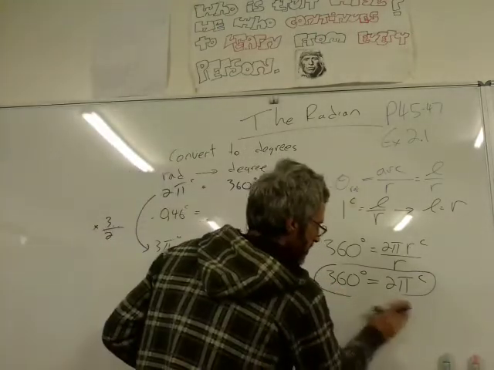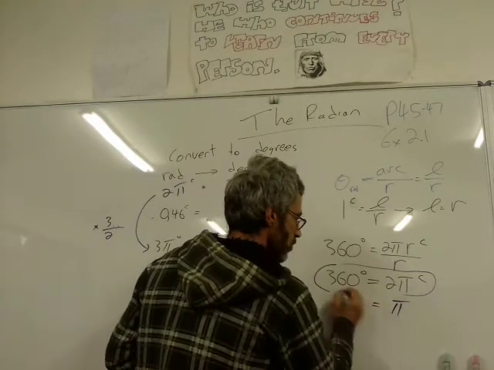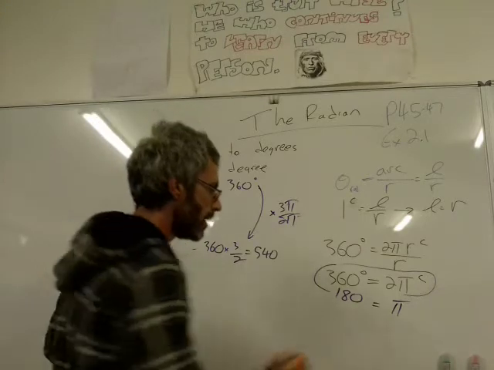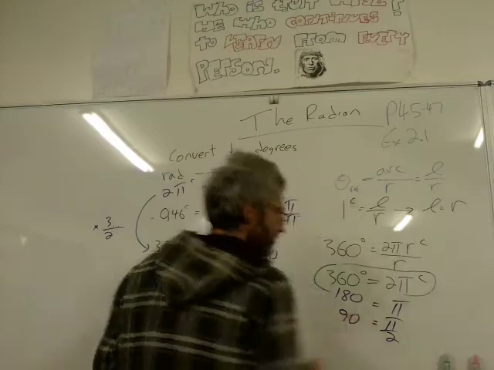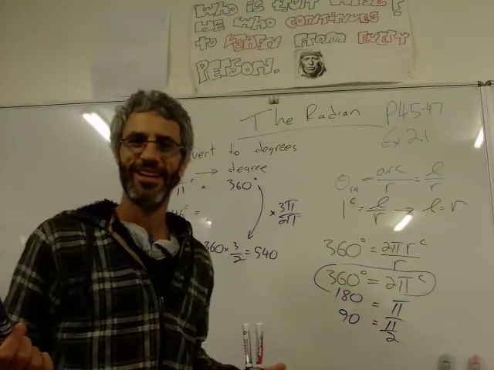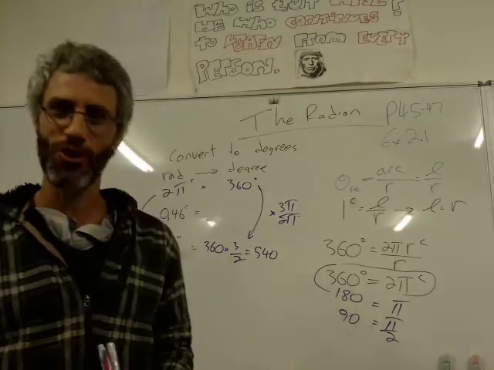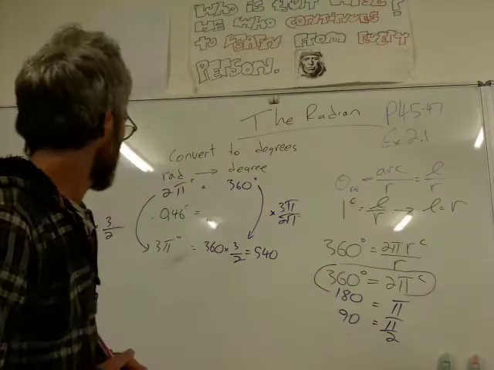If 2 pi is 1 circle, 360, pi is obviously 180. Very important to remember. And half a pi is 90. And obviously a quarter of a pi is 45. So all these angles, the important angles that we know from trig, are just simple multiples of pi.